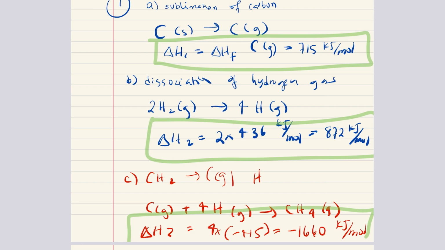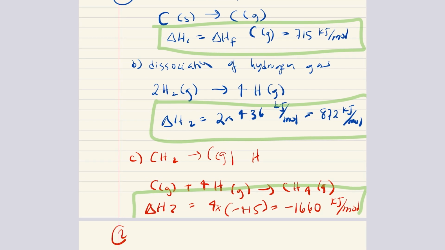Again, let me reiterate here. The target reaction is split into 3 steps that involve the formation of methane from its elements in their standard states. We wrote the sublimation of carbon, we wrote the dissociation of hydrogen gas, and then we wrote the formation of methane from gaseous carbon and hydrogen atoms. We were able to use the information we were given for the bond dissociation energies and for the standard enthalpy of formation.